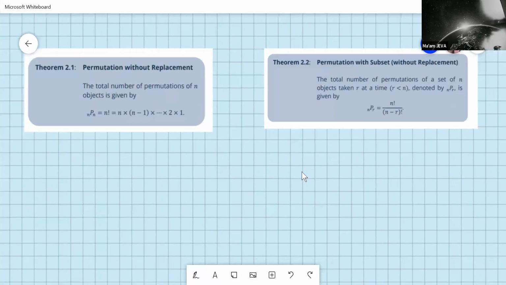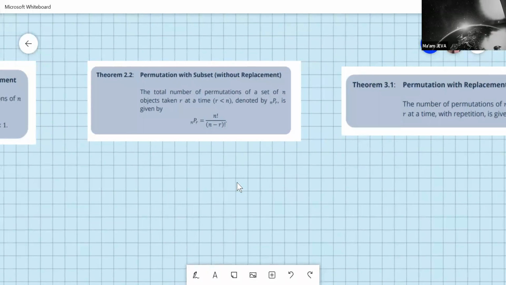Okay, while in the theorem 2.2, this is cropped from your study guide. Okay, so theorem 2.2 is permutation with subset. So, meaning, without replacement, meaning your R is less than your N. Or you take R from your N at a time. So this is what we call the permutation with subsets. So an example of that is number 2, letter A on the previous example.